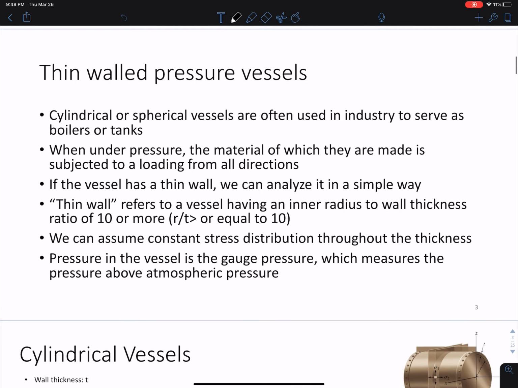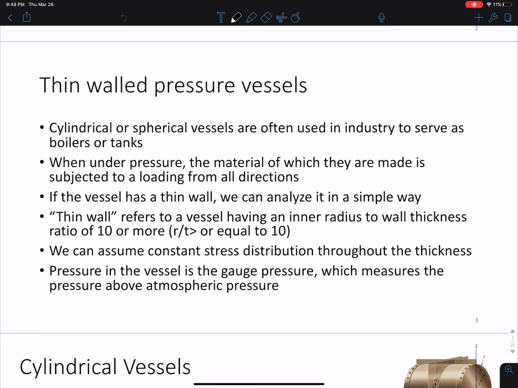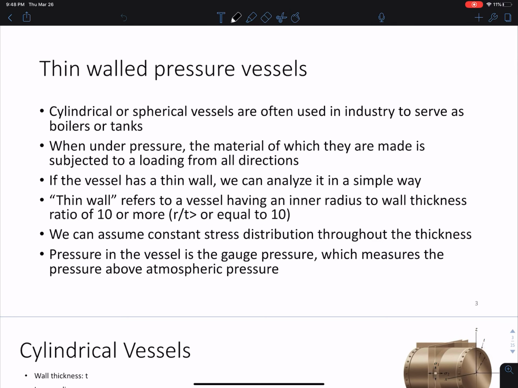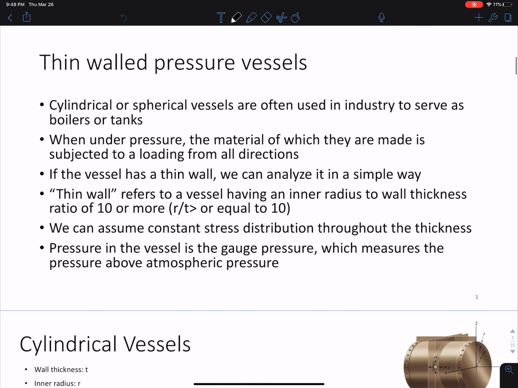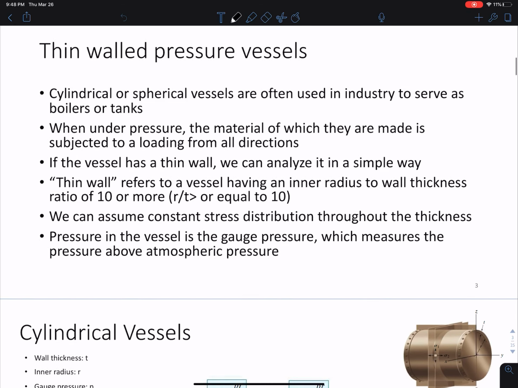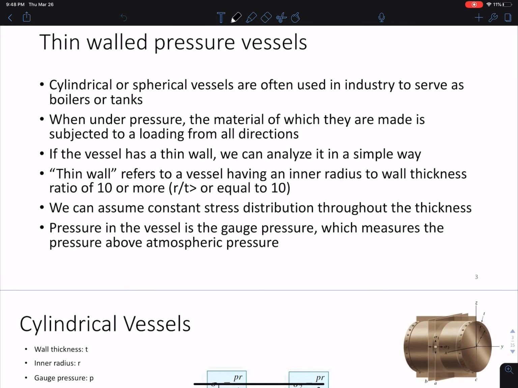So a thin wall, what does that mean? It's not just up to you to decide if something is thin or thick. It's not subjective. There's actually a very easy ratio that we use. If the radius divided by the thickness, r/t, is greater than or equal to 10, we categorize this as a thin wall, okay? So if this is a thin-walled pressure vessel, we can assume that the stress distribution is constant throughout that thickness.